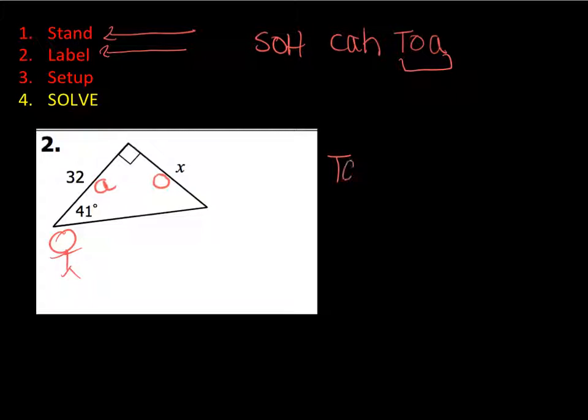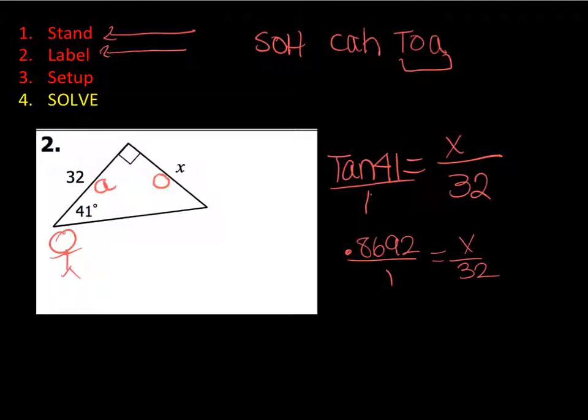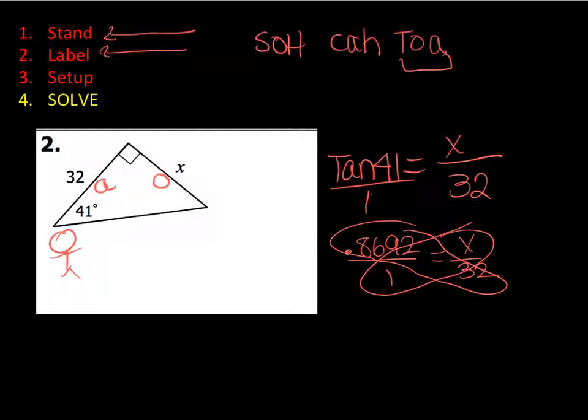So here we go. Tangent of the angle where I'm standing, which is 41. Tangent ratio is opposite, which is x, over adjacent, which is 32. I am going to set this up as a proportion. I'm going to change tangent of 41 into a decimal, and it gives me 0.8692 from the calculator. Then I'm going to cross multiply. And I get x is equal to 27.8.